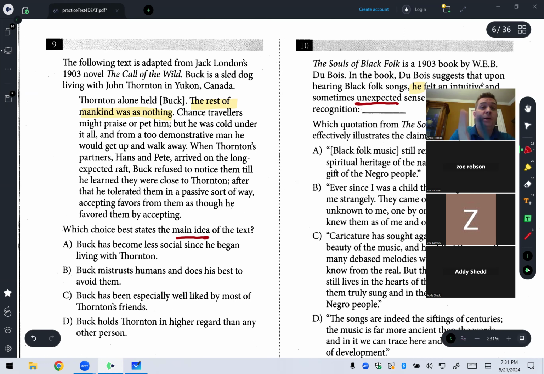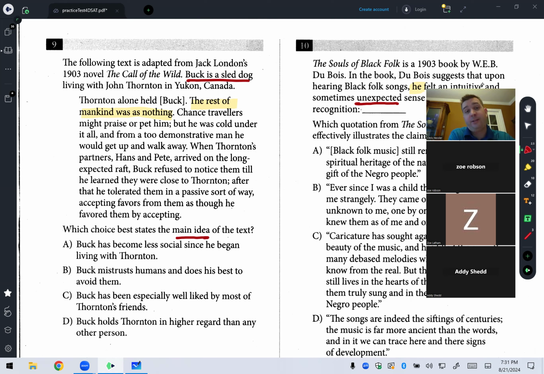So always read this, because if you didn't, you might have missed this part about Buck being a sled dog. By the time you're reading the passage and people are petting the dog, you probably realize it's a dog, but just read this. It's not a waste of time, because they always give you a sentence telling you generally what's going on. So we learned that Buck is a sled dog living with John Thornton in Yukon, Canada.